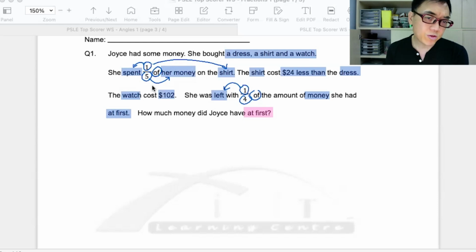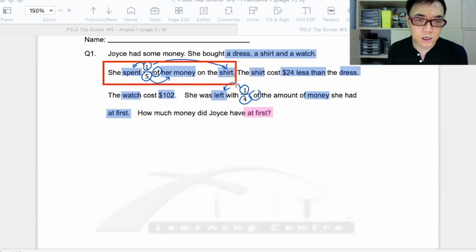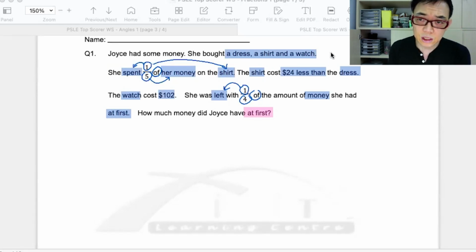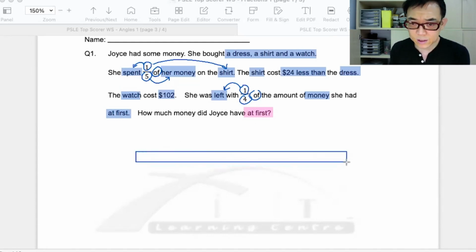We will always start with the fractions, whichever we can see first, unless you find that something else helps. Okay, so now we have this. She spent 1/5 of her money on the shirt. So if she spent 1/5 of her money on the shirt, how many units do I draw the model to become? 5, right? Very good. So you use the denominator based on the fact that the denominator is 5. So now you should draw 5 units, okay?